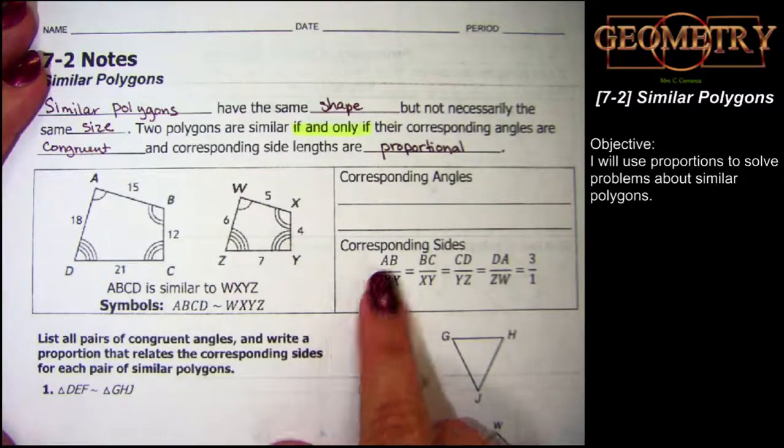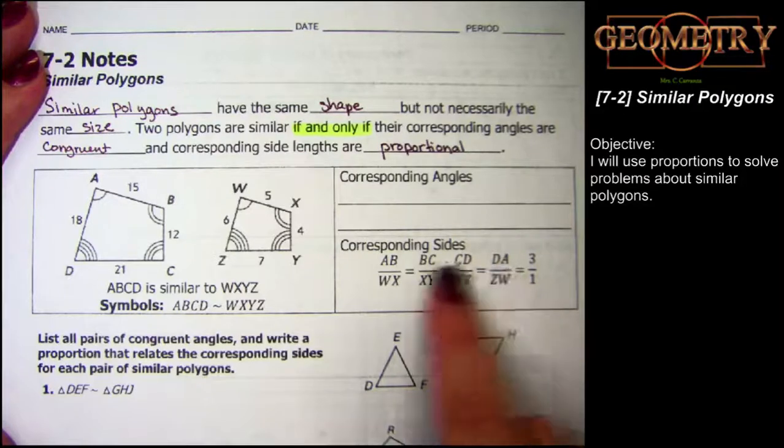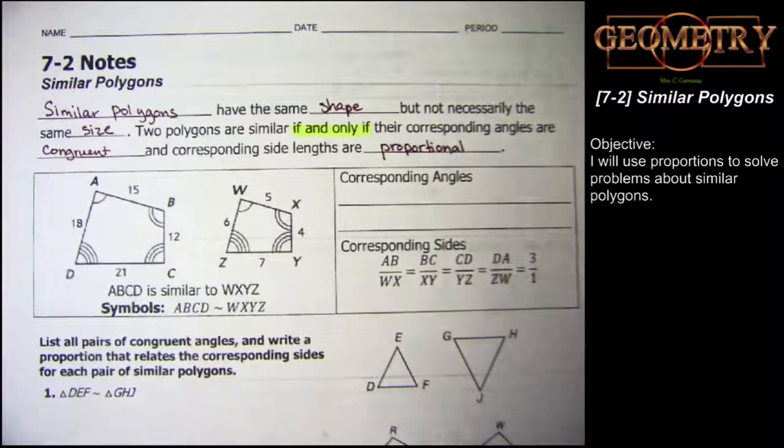The corresponding sides, notice, are in proportion. So we've written them as fractions. And those fractions all should be equal to each other. And it looks like they all equal 3, but let's confirm that just to make sure that that works out.